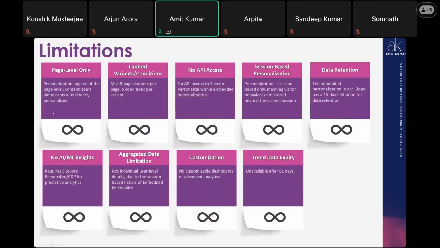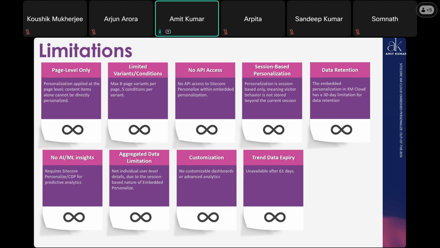Limitations. We have seen the limitation at page level, which we saw in the demo also. Limited variants and conditions: we cannot implement more than 8 variants and 5 conditions, and there are fewer conditions available, and no API access. You cannot use the XM Cloud embedded personalization API in your mobile app or anything. It's session based, like you are coming from this geo, show this. Data retention is 30 days. There is no AI/ML insight because it's based on real-time data, so there is no AI/ML flavor in this.